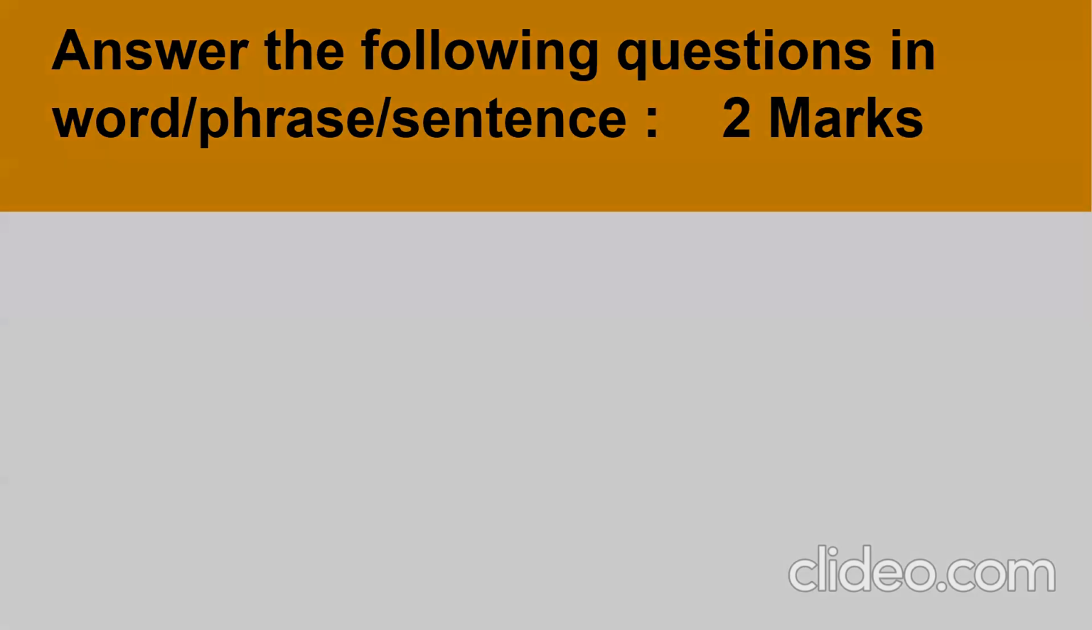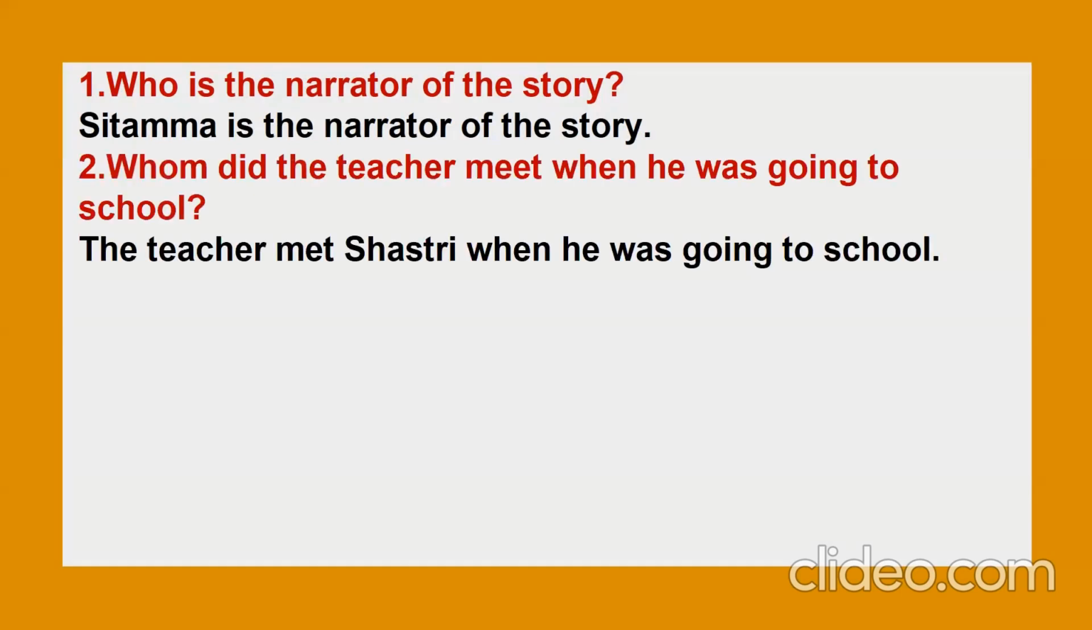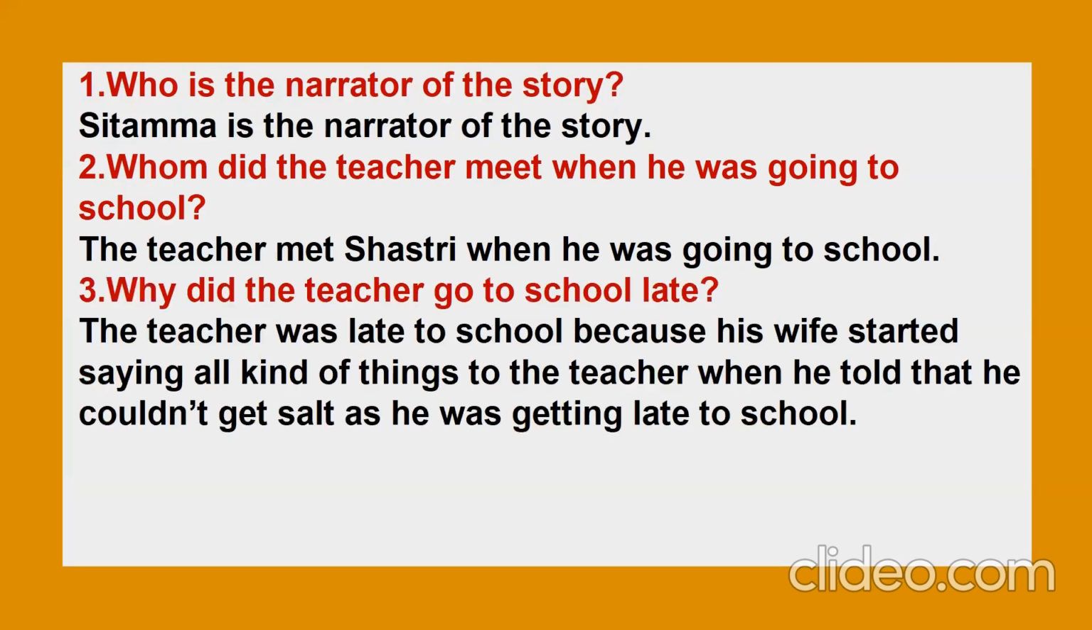The 2 marks questions. Number 1, who is the narrator of the story? Sitama is the narrator of the story. Whom did the teacher meet when he was going to school? The teacher met Shastri when he was going to school. Why did the teacher go to school late? The teacher was late to school because his wife started saying all kinds of things to the teacher when he told her that he could not get salt as he was getting late to the school.